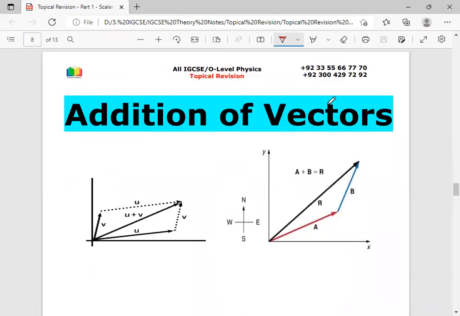The next topic is addition of vectors. In this part, we will study how we can add vectors. In order to add vectors, there are different methods. We can complete the parallelogram, as well as add them by using the concept of like forces and unlike forces. So let's start the topic of addition of vectors.